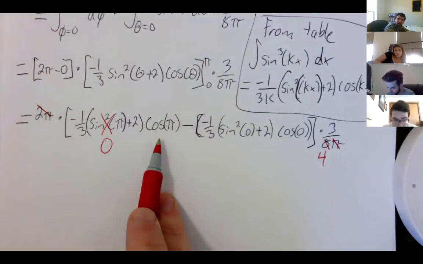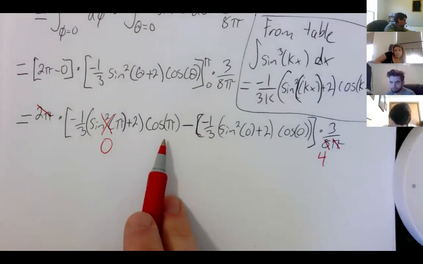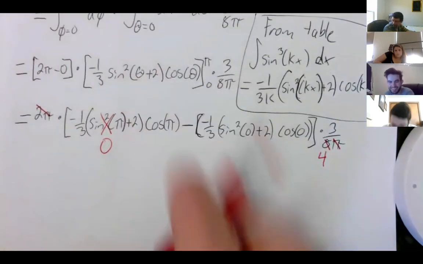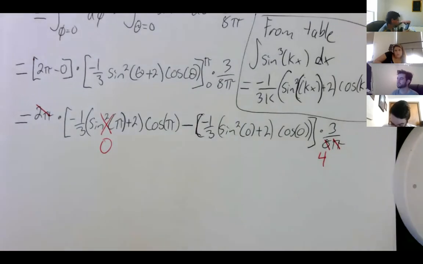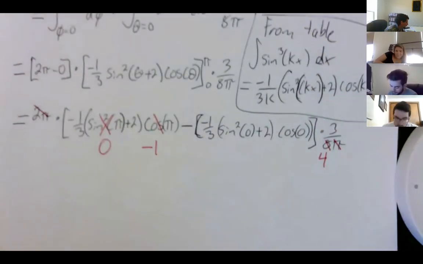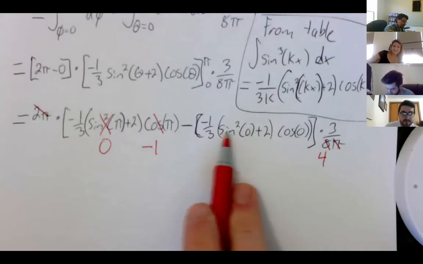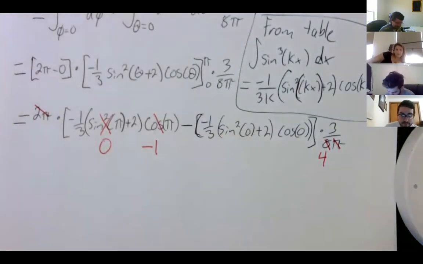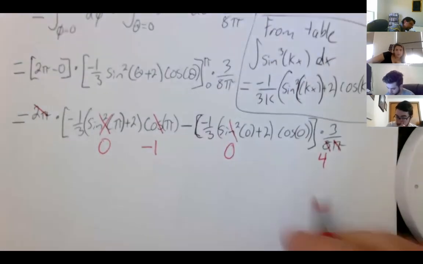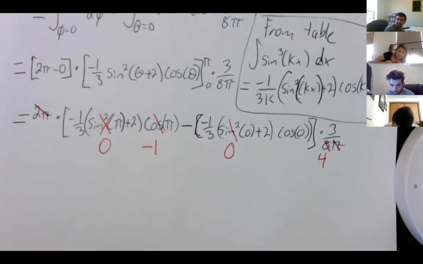Okay. Cosine of pi. Is it negative 1? Let's double check. It starts with 0 positive, then pi over 2, and then pi would be -1. Yep, you're right. -1. This part, sine squared is 0. Sine squared is 0. Yep. Cosine of 0 is 1.